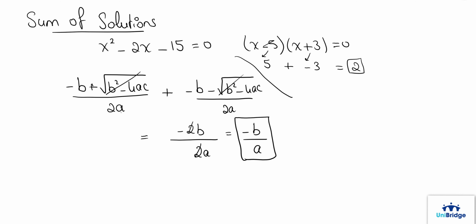Applying that to this question, if your b is negative 2 and your a is 1, remember that b is just the number beside the x and a is the number beside the x squared, you're going to get 2 over 1, which is 2. So you got the same answer in a much faster way. Now, with the same logic, we can talk about the product of solutions. Let's see how we get the product of solutions.